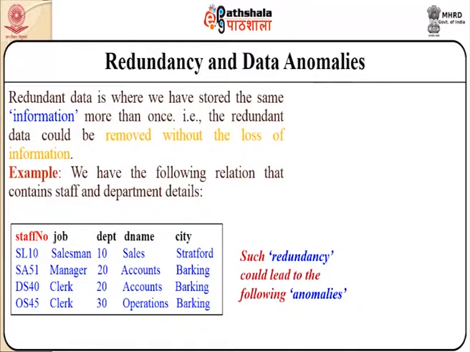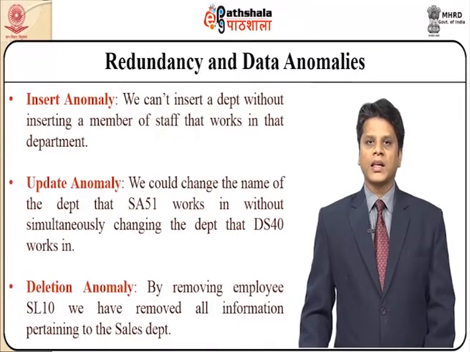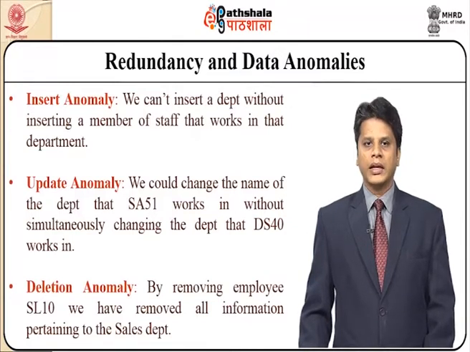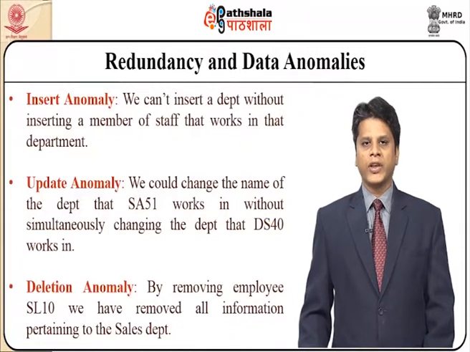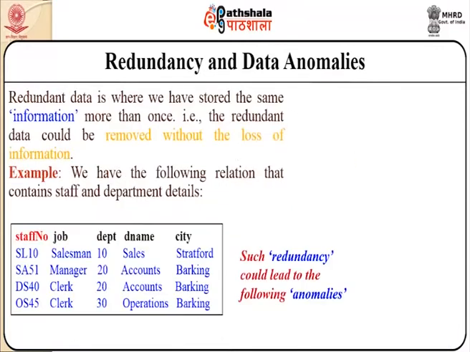So, such redundancy could lead to the following anomalies. What could be the anomalies? The anomalies can be of these types: insert anomaly, update anomaly and delete anomaly. If you look at the insert anomaly in the table that we have considered, we can insert a department without inserting a member of staff that works in that department. We can insert a department number without inserting a member who works for that department. That is very much possible in this relation.